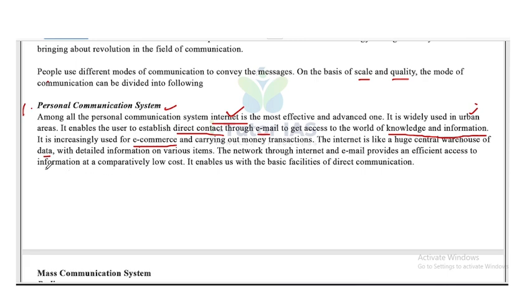So it is very cost efficient, very low cost. It enables us with the basic facilities of direct communication. That is the personal communication system. Next one.